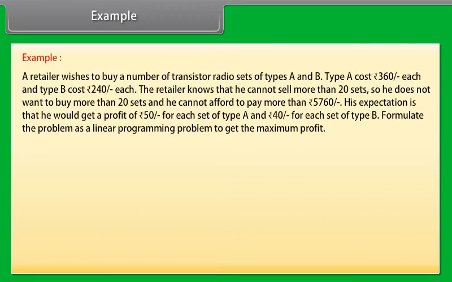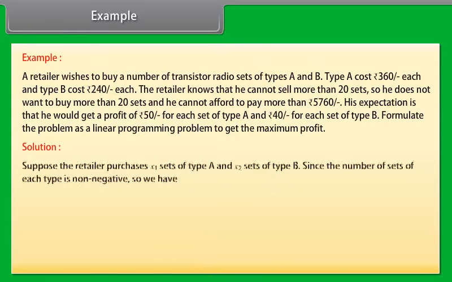Example. A retailer wishes to buy a number of transistor radio sets of types A and B. Type A cost Rs 360 each and type B cost Rs 240 each. The retailer knows that he cannot sell more than 20 sets, so he does not want to buy more than 20 sets and he cannot afford to pay more than Rs 5,760. His expectation is that he would get a profit of Rs 50 for each set of type A and Rs 40 for each set of type B. Formulate the problem as a linear programming problem to get the maximum profit.